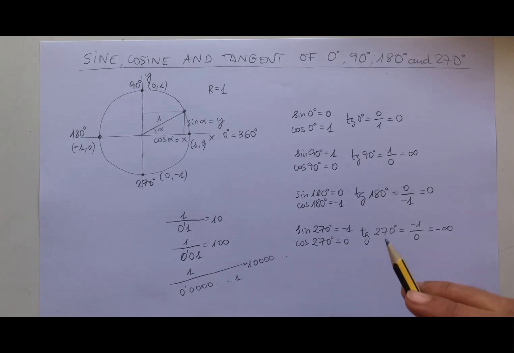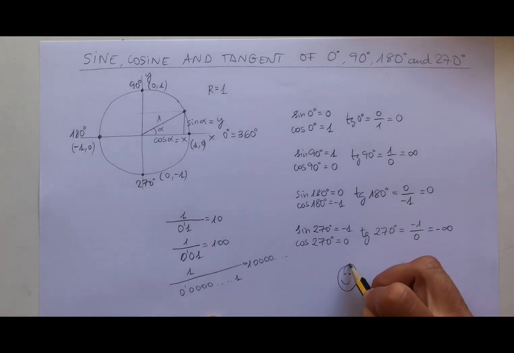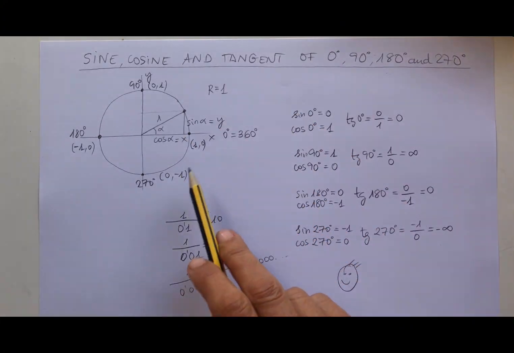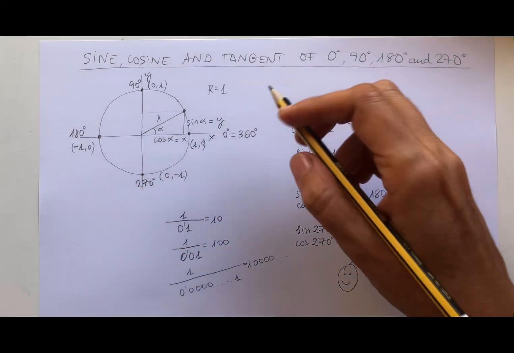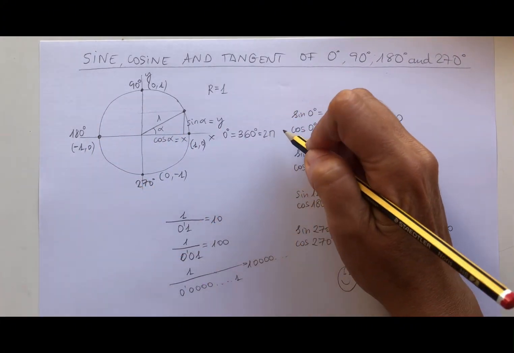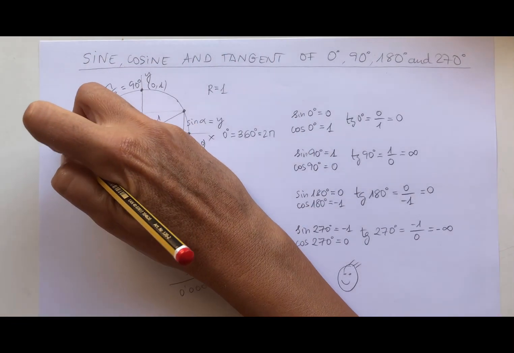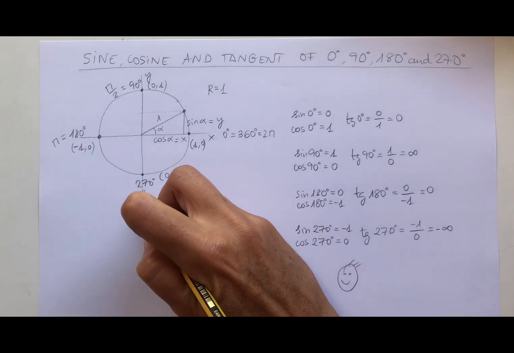I hope you understood, and remember that we could have worked in radians. This would be 2 pi radians, this would be pi halves, this would be pi, and this would be 3 pi over 2.